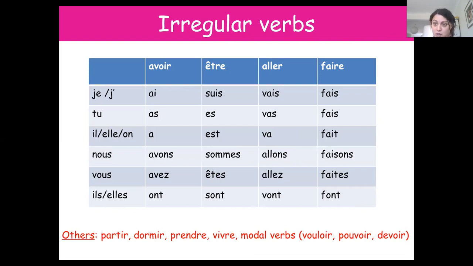You can't conjugate them on your own, and you need to know them completely off by heart. There's no other choice. Okay, so the usual suspects: avoir, être, aller, faire, to have, to be, to go, to do. And this is a conjugation. And again, if you don't know some of them off by heart, please write this as a target for you to do.